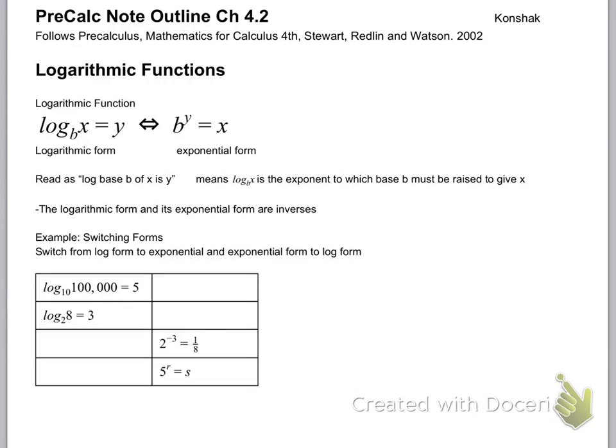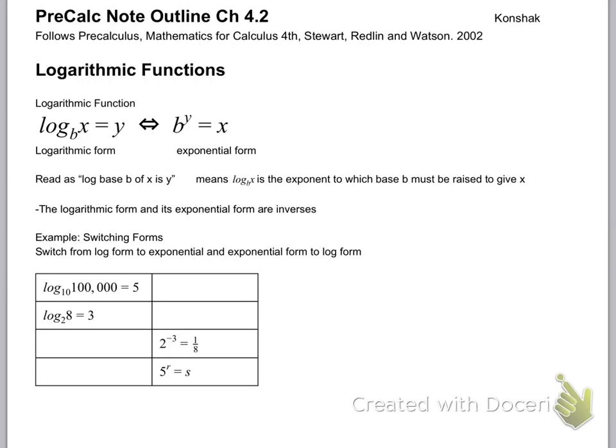Chapter 4.2, log form. We have two forms here: log form and exponential form, and they're interchangeable. Make sure that you know that b to the x equals y is how we do that. I'm giving a quick form here because you have already heard it. They're inverses of each other when you switch x and y. And log base b of x is y is how you read that.